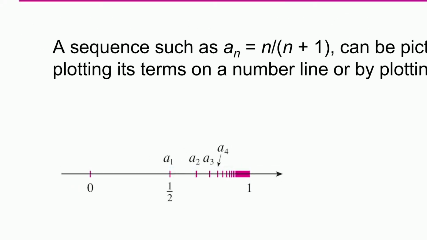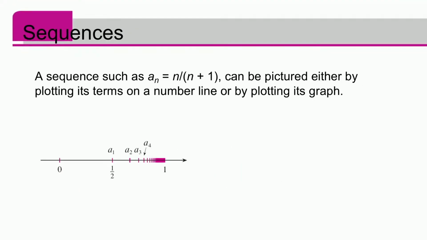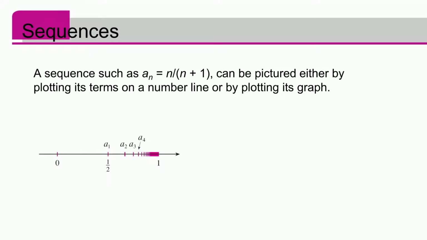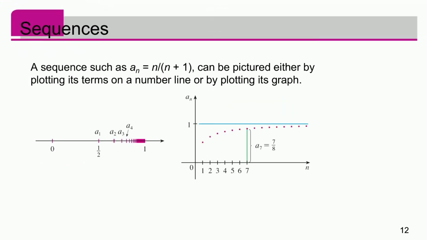Another way of picturing this is to draw a graph of this particular sequence. And what I mean by that is I'm going to draw this graph, f of n is equal to n over n plus 1. That's what I mean by plotting the graph of the sequence. So let's get rid of that ink for just a minute and show you what the graph looks like.